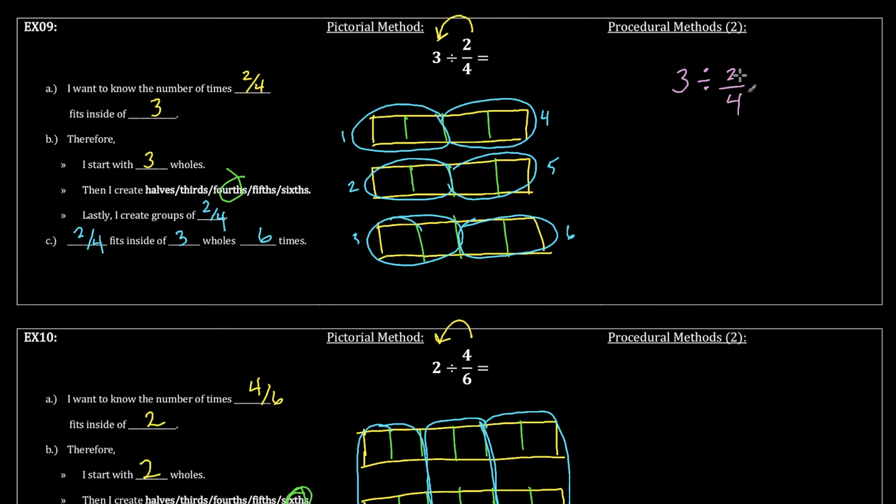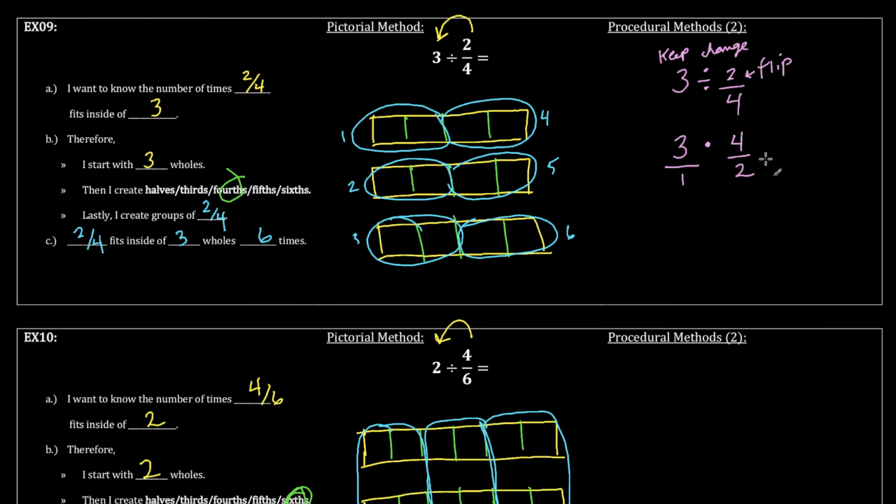So we're going to flip this fraction, and we're going to change this to multiplication. So keep, change, flip. All right, we kept it, we changed it, we flipped it. Now we're going to multiply like we usually do across.